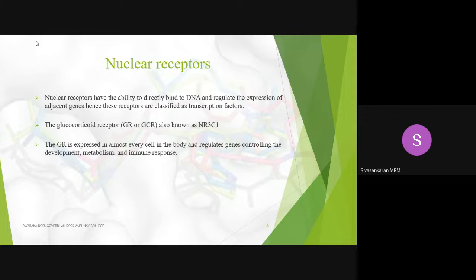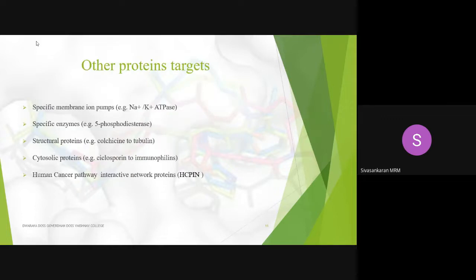The other protein targets are specific membrane ion pumps, specific enzymes, structural proteins, cytosolic proteins, and other human cancer pathway interactive protein networks. These are different types of protein targets which can be used to cure some diseases, by inhibiting the particular protein or changing the particular protein structure. We can cure the diseases.